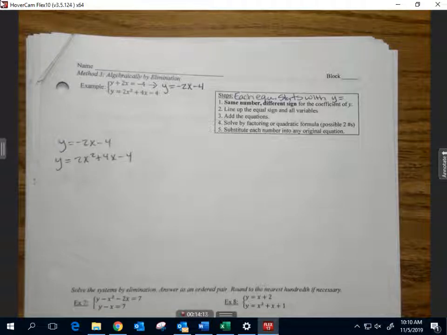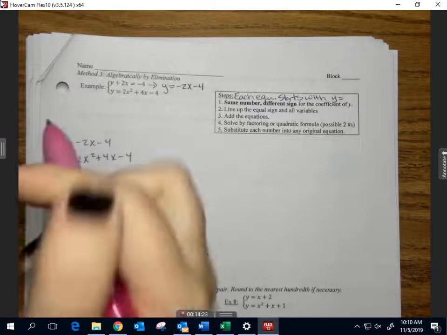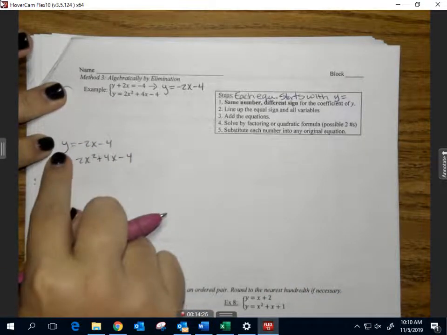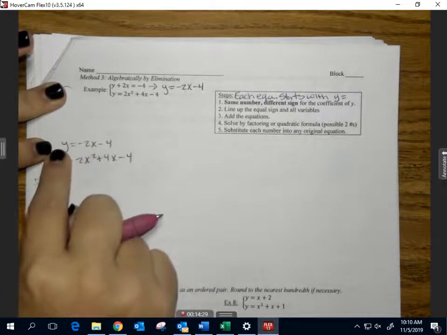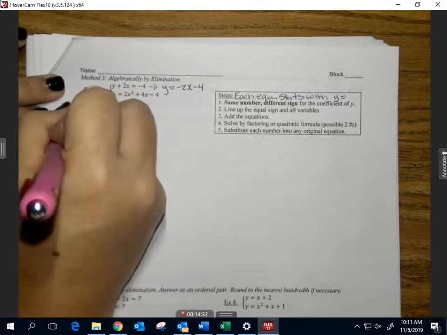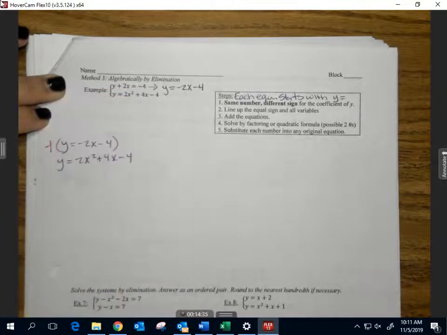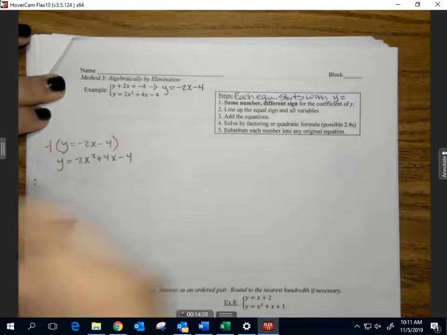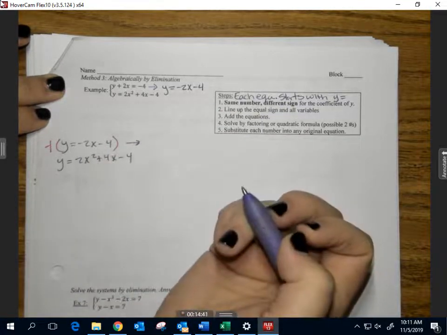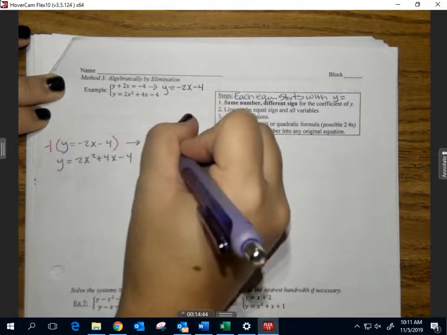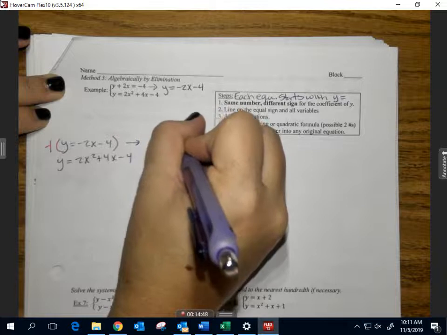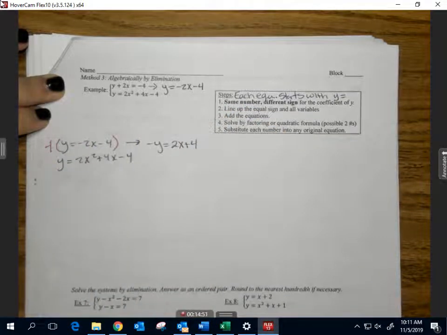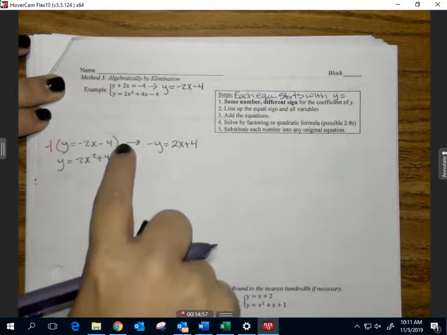So, to make one of our y's negative, we'd have to multiply the whole equation by negative 1. And I'm always going to do this with my linear equation. I'm going to take the equation that's going to be a line, and multiply this whole equation by negative 1. So it becomes negative y equals positive 2x plus 4. Everything became its opposite in this equation because I multiplied it by negative 1.